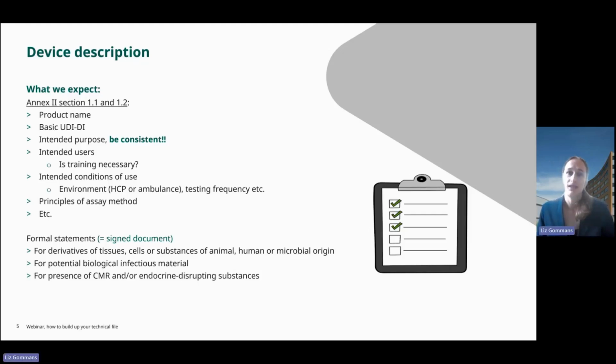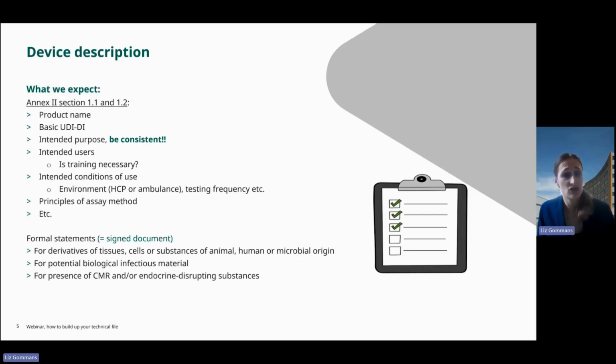Related to the intended purpose, please be consistent here. Think about your intended purpose very, very well and have it the same everywhere throughout your whole technical file. Because if the intended purpose is unclear, it's actually almost impossible for us to do a good technical file review, because we do not know what your exact claims are. So make sure that your intended purpose is good and consistent throughout the full technical file. This is one of the most important things.